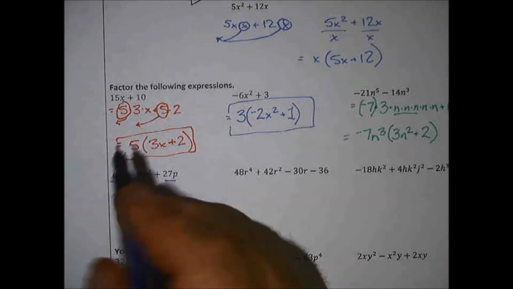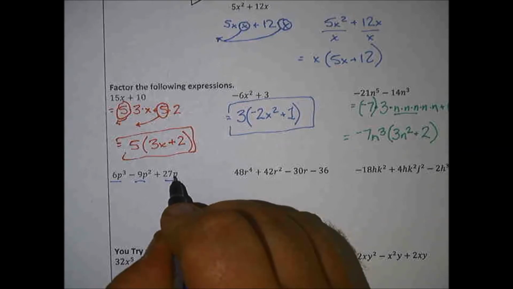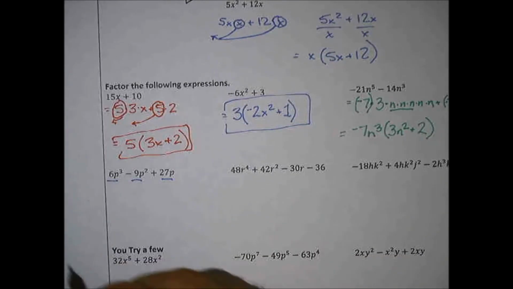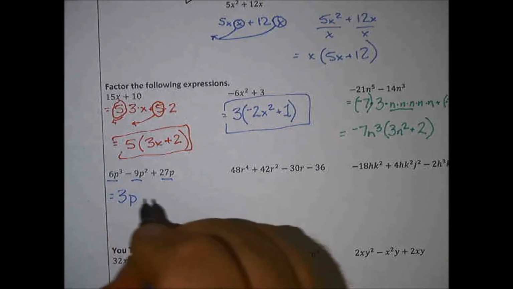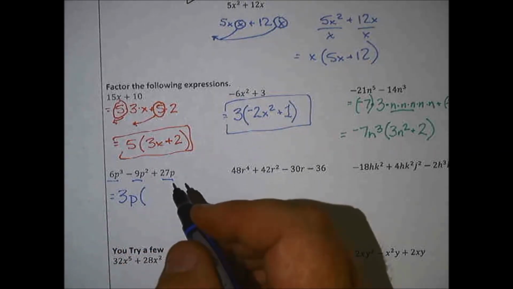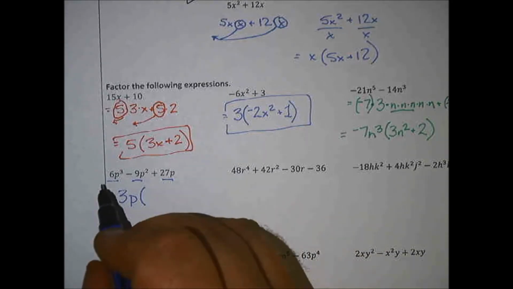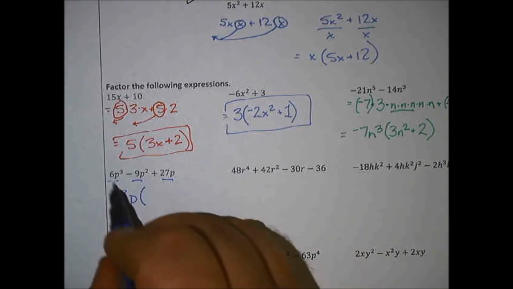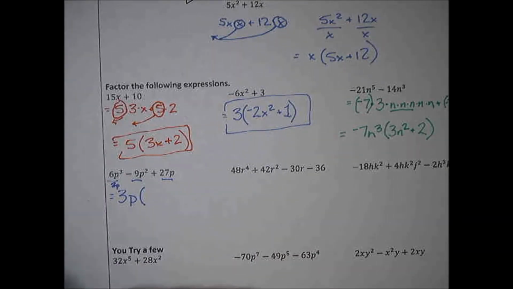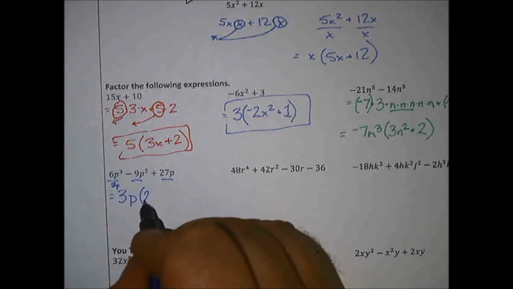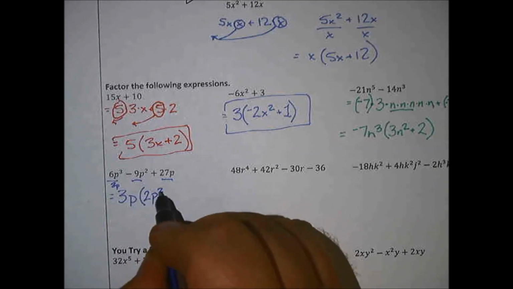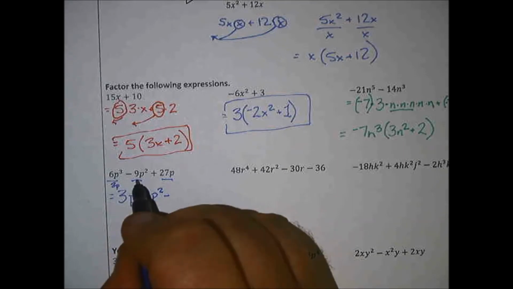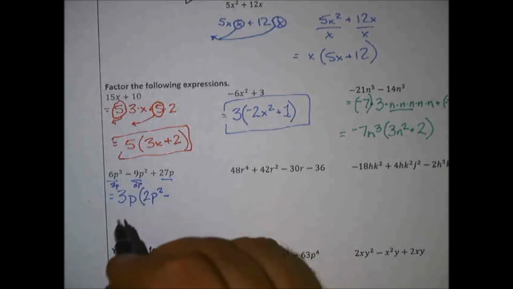So when I look at this, I'm thinking it's 3. And then there's also at least one p in every one of these terms. So I'm going to say that 3p is my common factor. And so that leaves me with, when I divide 6 by 3p, okay, I'm going to get 2. And how many p's are left over? I'm taking 1 away, so that's p squared, minus 9 divided by 3p.